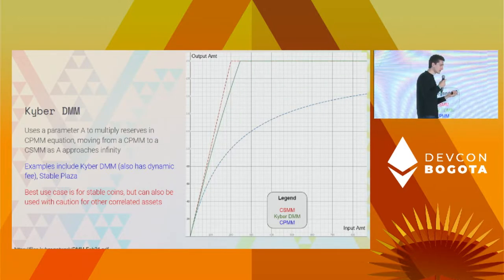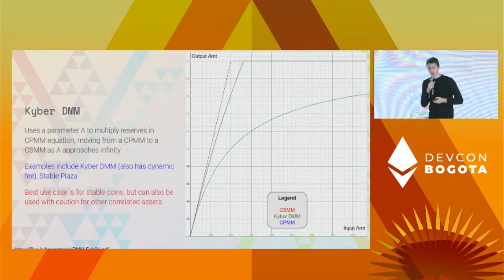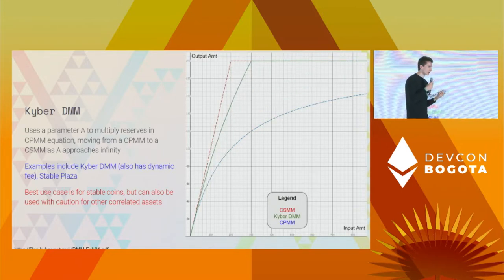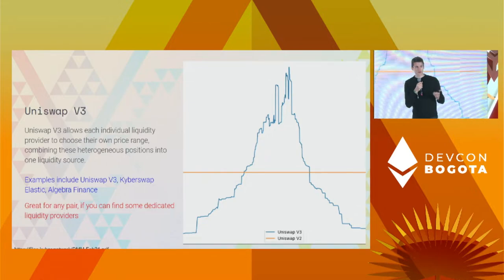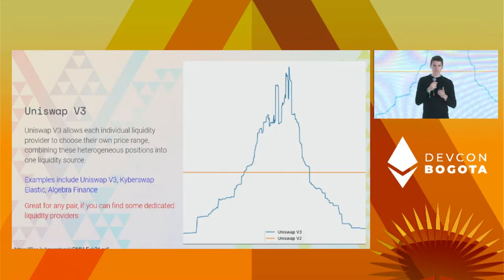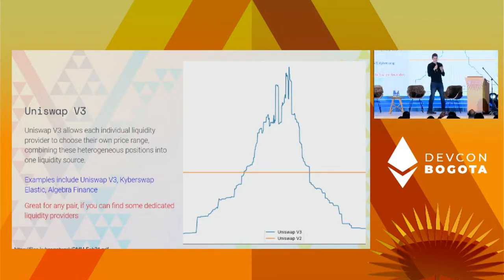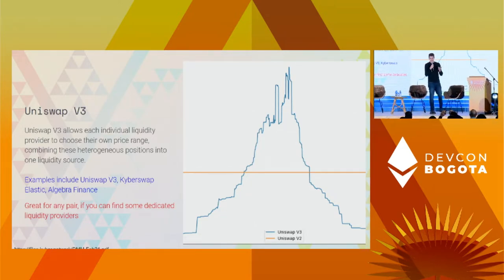So what we really need is to be able to leverage this powerful virtual reserve mechanism, but to also have some freedom to move it around, right? And that's exactly what Uniswap V3 provides. Uniswap V3 utilizes these virtual reserves, but it basically says each individual liquidity provider can choose their own price range, and implicitly amplification and concentration as well.